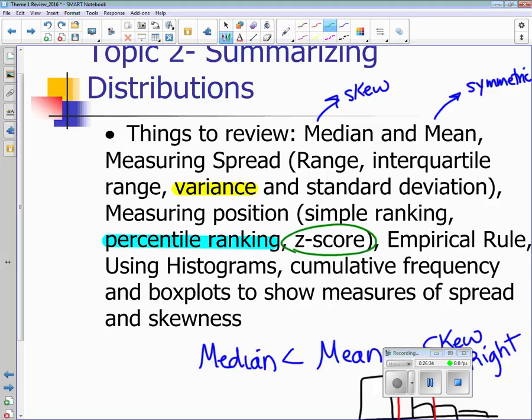Z-score. What is that? And don't give me a formula. We know what the formula is. Give it to me in this position. What does it relate to? Here. Yes, that's exactly what it is. It's the number of standard deviations away from the mean.